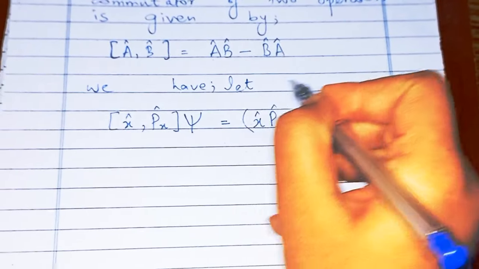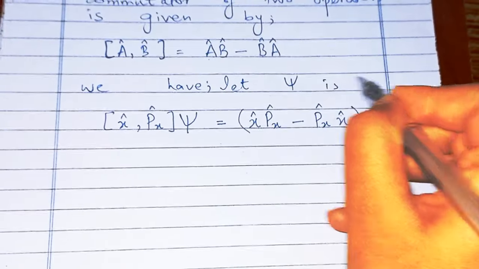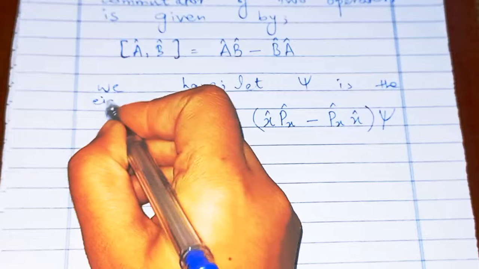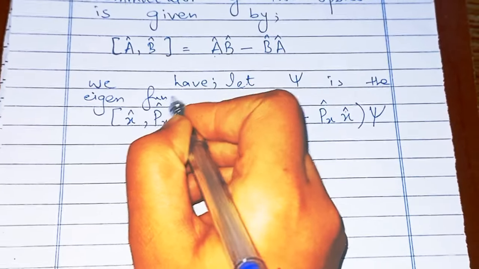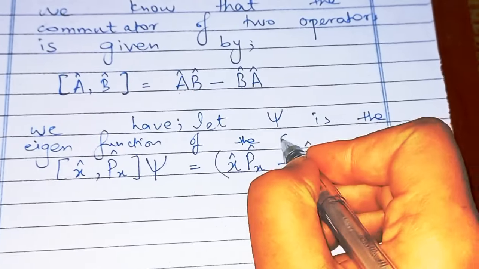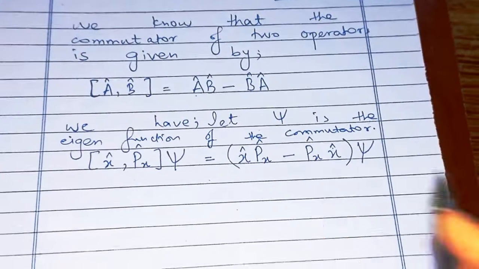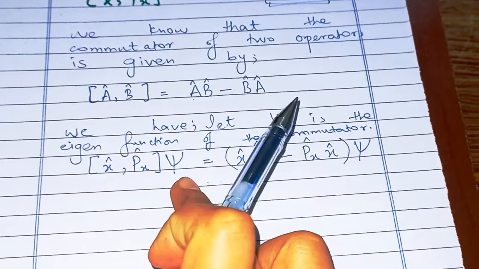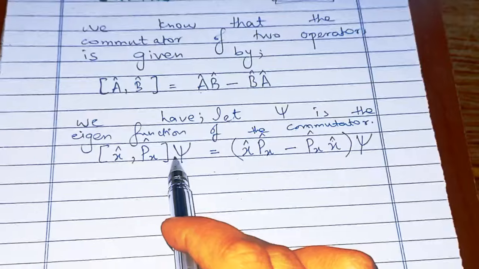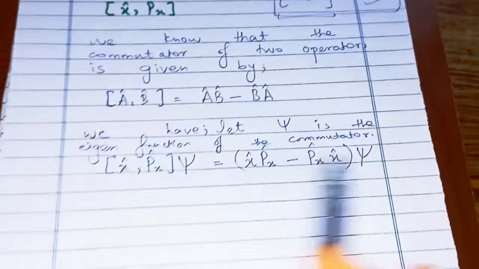We have, let psi be the eigenfunction of the commutator. All right, that is the critical step. Keep that in mind. We'll be applying psi whenever we are supposed to calculate the commutation relations or commutators.